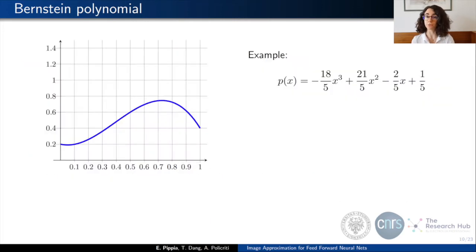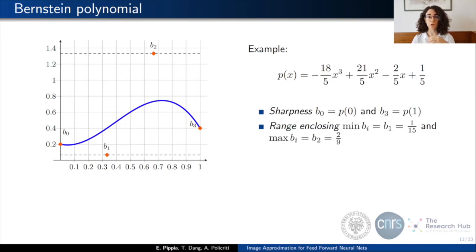Let me give you an example to understand better these three properties. We can consider the cubic p(x) in the picture in the interval 0, 1. With the sharpness, we can compute two Bernstein coefficients, one in x equal to 0 and one in x equal to 1. If I compute all the others, so 4 coefficients, the range enclosing guarantees that the maximum and the minimum bound the output values of our function.